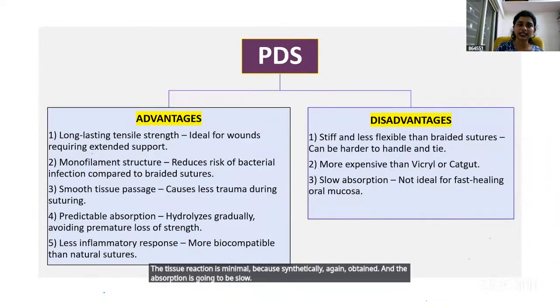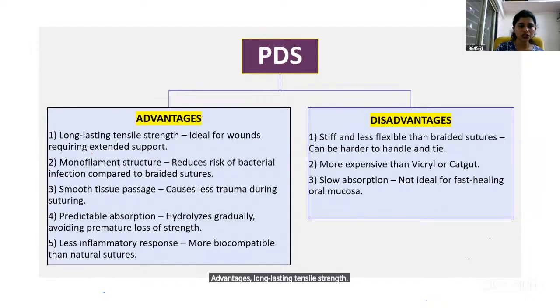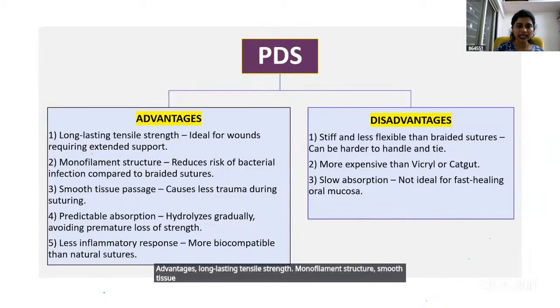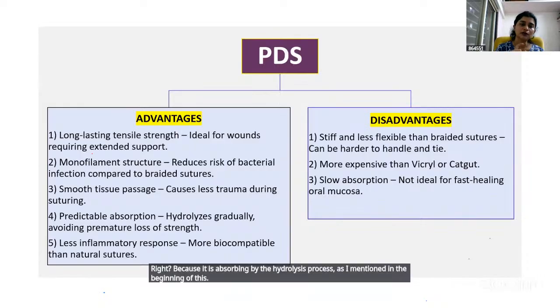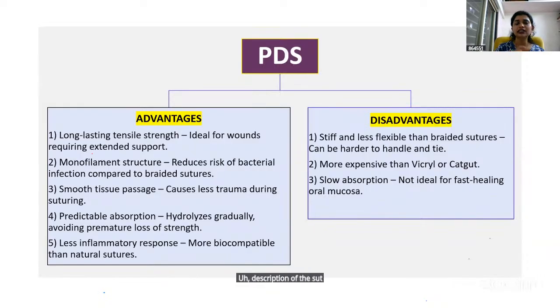Advantages: long-lasting tensile strength, monofilament structure, smooth tissue passage because again it is monofilament, predictable absorption, right? Because it is absorbing by the hydrolysis process, as I mentioned in the beginning of this description of the sutures. Less inflammatory response because it is synthetically derived, right?